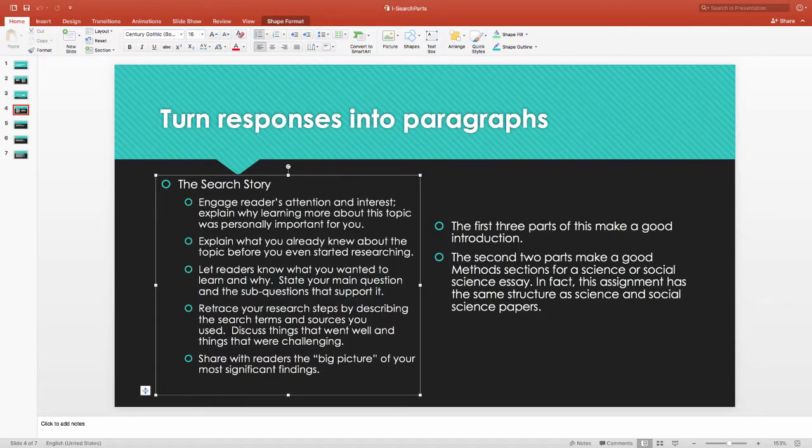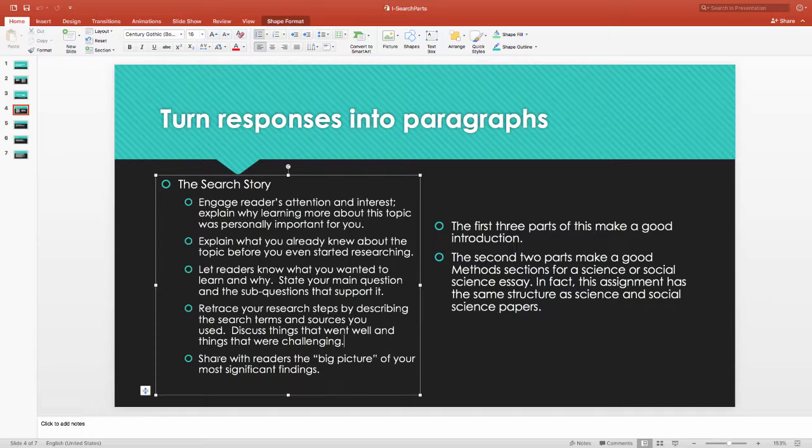So the natural structure that you have here is that you're probably going to be explaining these three things in your first paragraph, in your introduction paragraph. And next you have retrace your research steps by describing the search items and the sources you used. So this is basically your method for your research. You're explaining your method, and this is a typical thing that you would do in a social science or science paper. Discuss things that went well and things that were challenging.